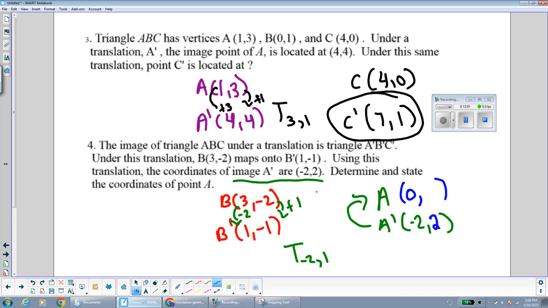This is the 0, 2. Okay, so instead of adding 1, we're going to subtract 1, so that's 1. There we go. And then if we're working the other way, 1 plus 1 is 2. So that works. We have found the original point A using the translation.